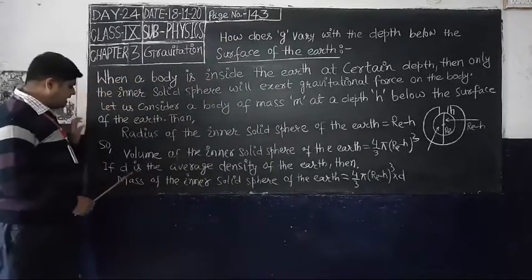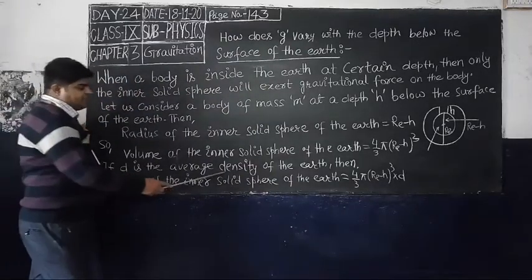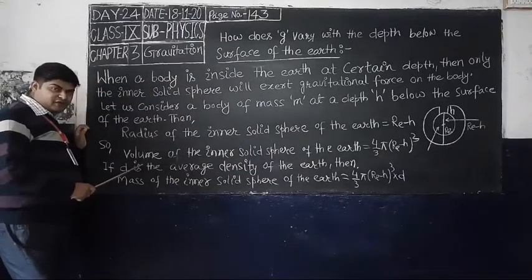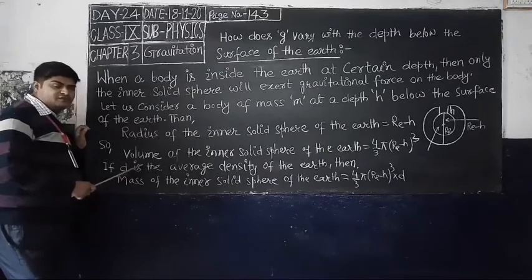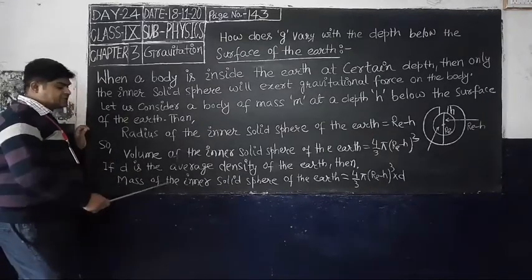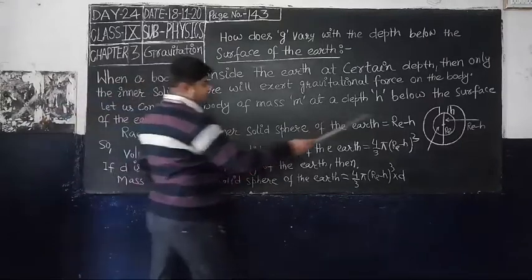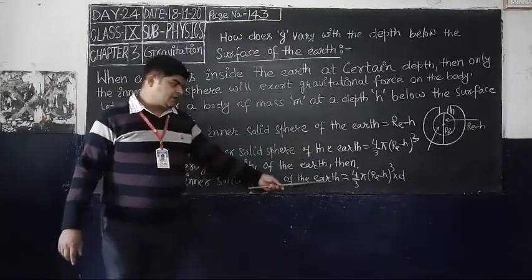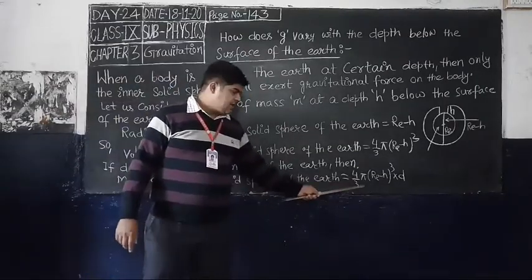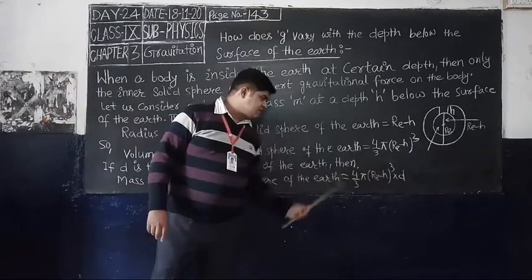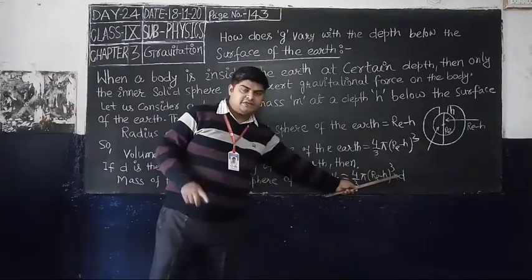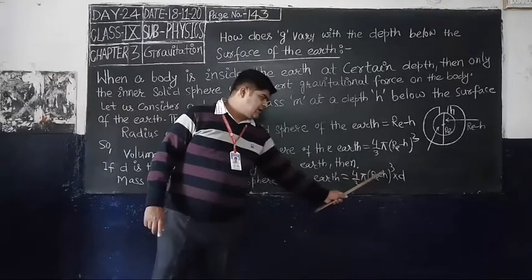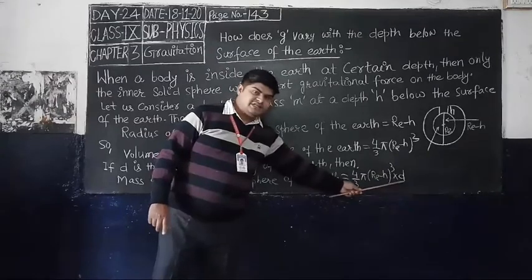Suppose that d is the average density of the earth. Then density is equal to mass by volume, so mass is equal to volume into density. So the mass of the inner solid sphere of the earth is equal to volume into density, that is 4 by 3 pi (Re minus h) whole cube into density d.